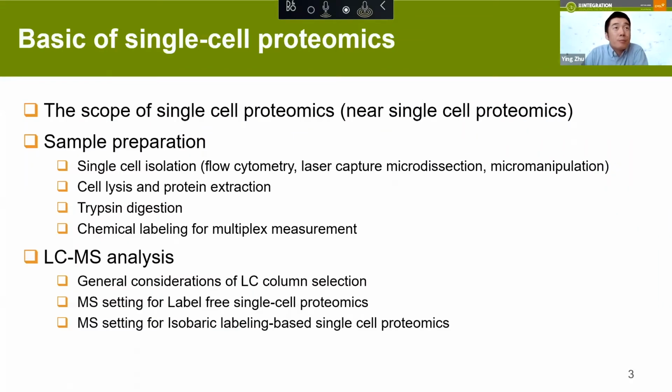On the basics of single-cell proteomics, first I will introduce the scope of single-cell or near single-cell proteomics, and give an introduction of general considerations, how we prepare the samples, and also how we run these samples using LC-MS.